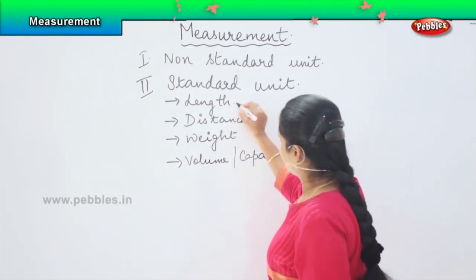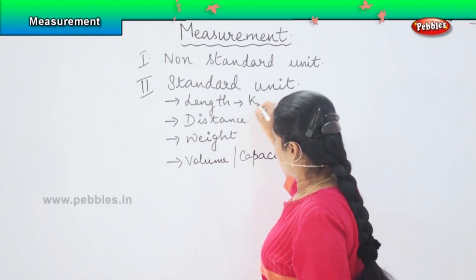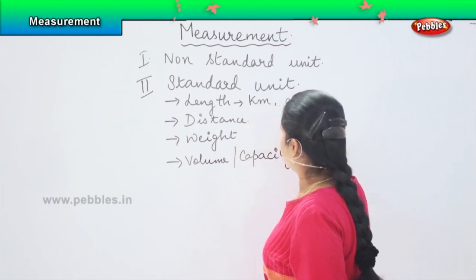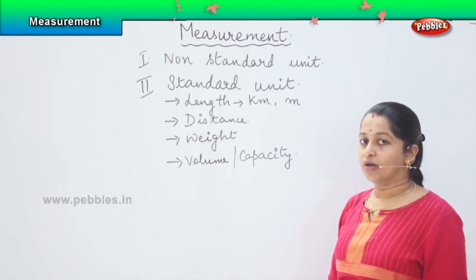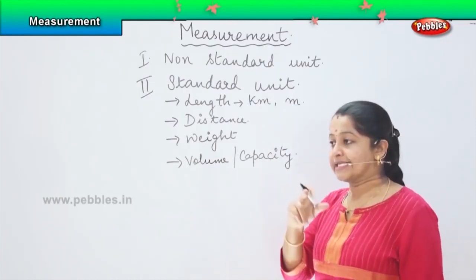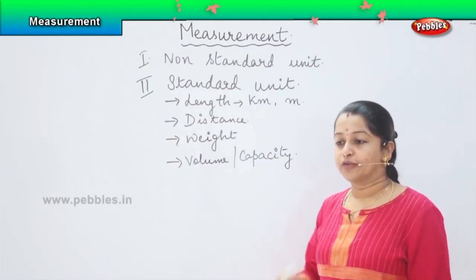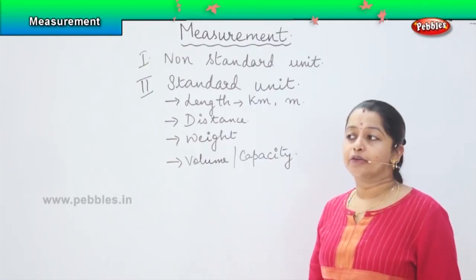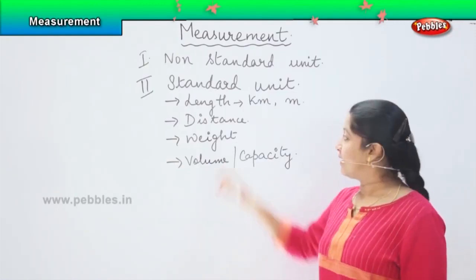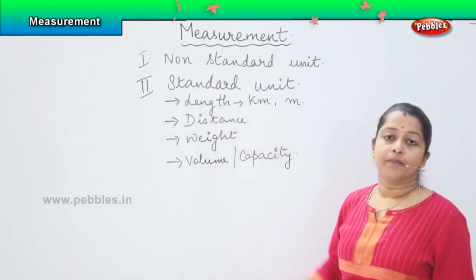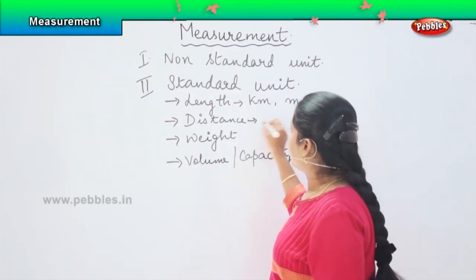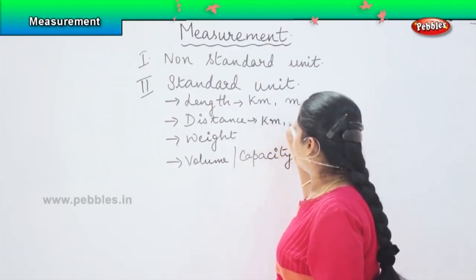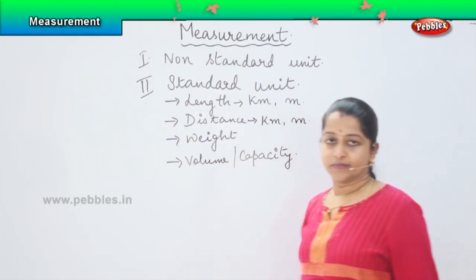For example, whenever I am talking about length, I will be using kilometer or meter. I have to find the length of a particular object. I have to find the length of the road, the length of my room, the length of the playground. Whatever it is, I will be using the kilometer and the meter. Same applies for distance as well. We use kilometer and meter.